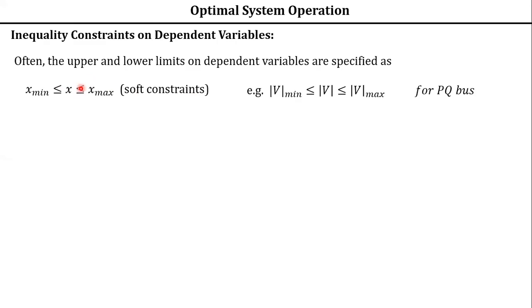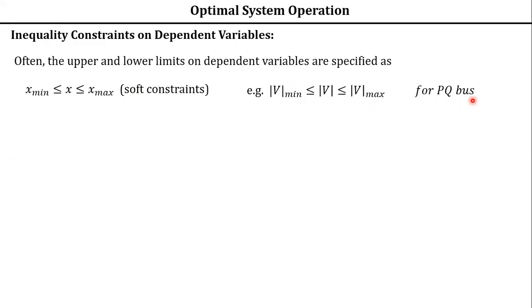Now, an example for your state variable will be your voltage. So this voltage magnitude must be greater than or equal to V minimum and less than or equal to V max for PQ buses. So for PQ buses, that is load buses, the voltages at all load buses should lie within the limits: minimum value, maximum value.